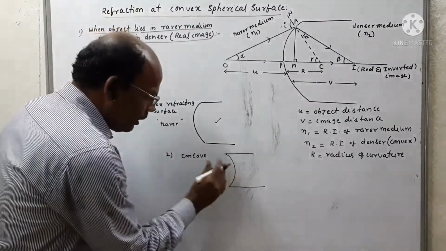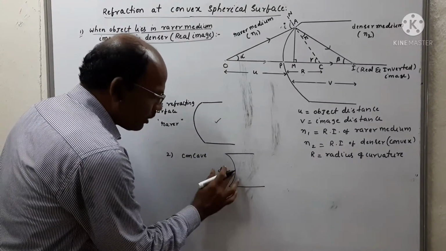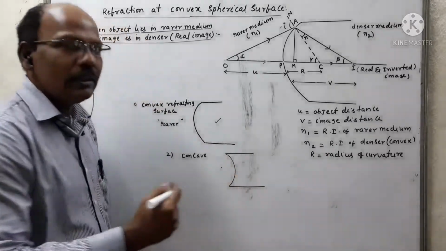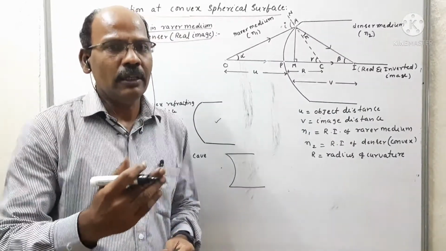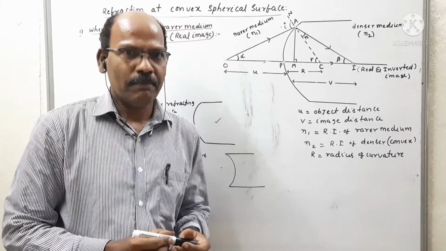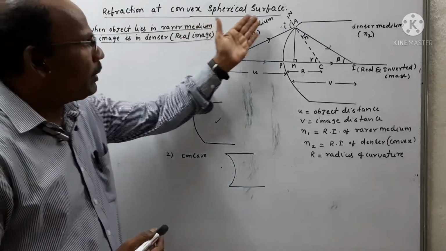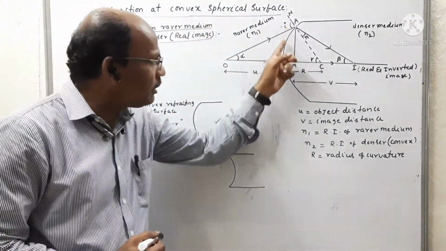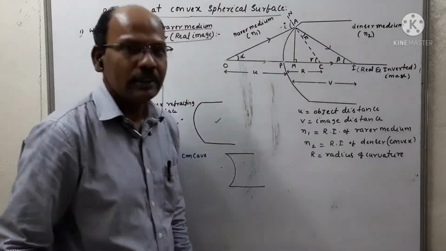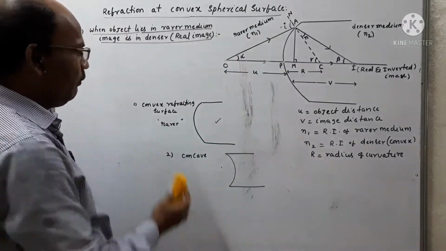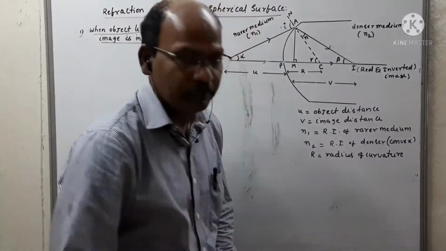And the second case, when the object is present in the denser medium and the image is formed in the rarer medium. Based on the two expressions, we derive the lens maker's formula. First, we can find the refraction at a convex spherical surface. So this is the convex spherical surface. How does the refraction take place at the convex spherical surface? That can be observed by using this diagram.